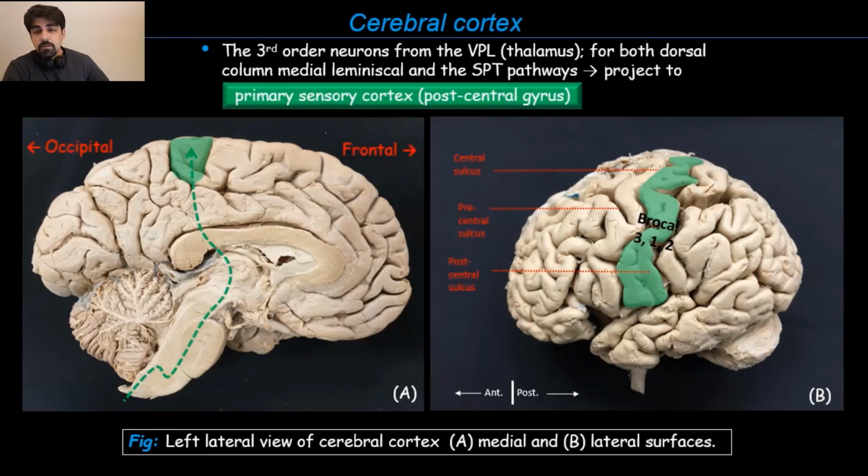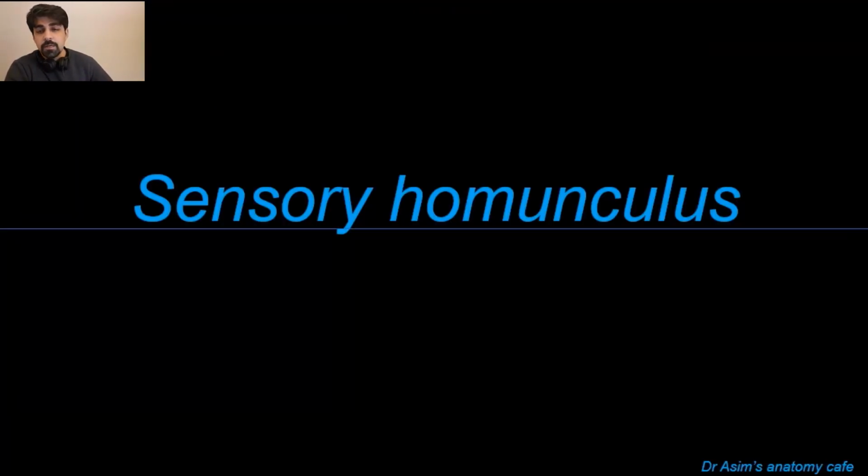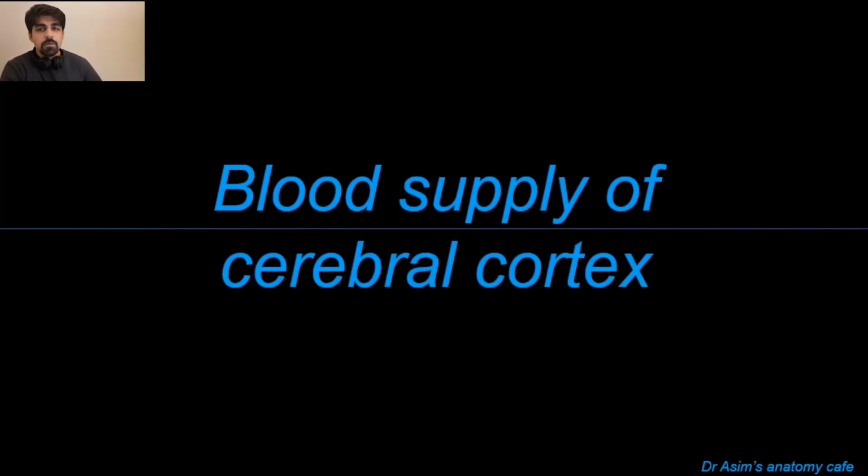Now, since we have talked about the primary sensory cortex, how about if we talk about something which is known as the homunculus? Well, what is a homunculus? Or in other words, what is a sensory homunculus? Now, why are we talking about the homunculus? Does knowing about the sensory or the motor homunculus have any clinical significance? Well, yes, it is important to know this sequential representation of our body parts in the context of the blood supply of the cerebral cortex.